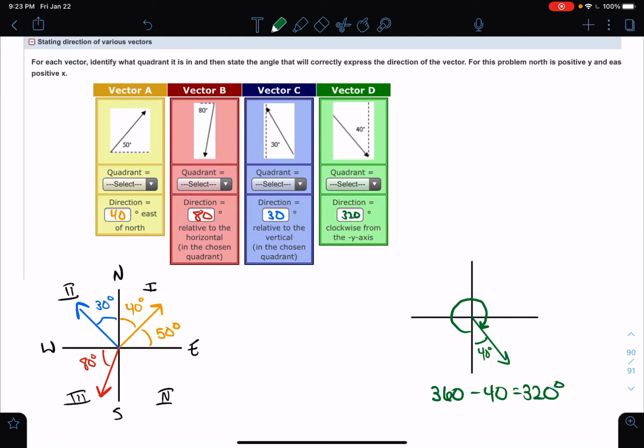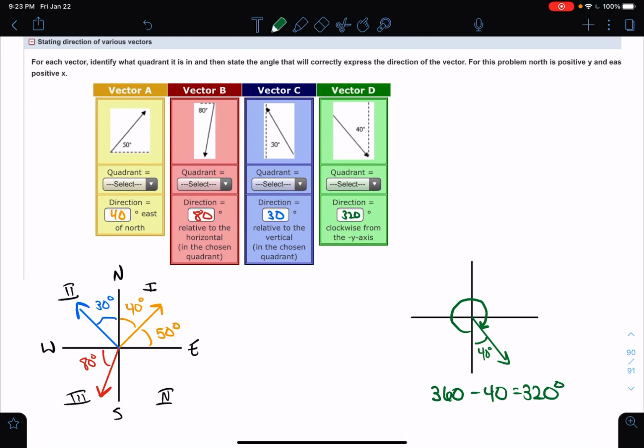But that's not the only way to approach it. I could instead say, look, I'm going 90, 180, 270 to get to here. So it's 270 to go from the negative y all the way around to the positive x. That's 270 degrees. And then I need to go a little bit more. Well, how much more? Well, I know this angle is 40.